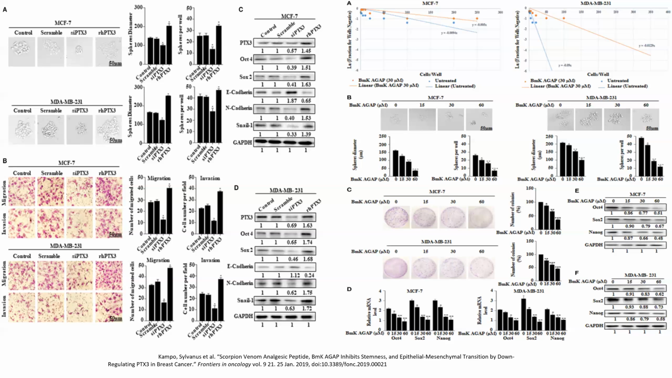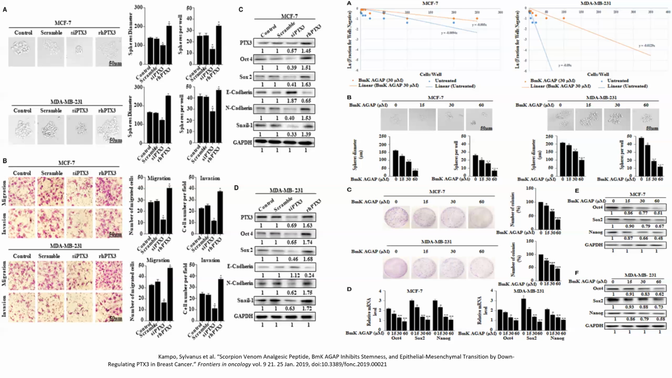So after treating the in vitro breast cells with AGAP, it was discovered that BmK AGAP inhibited the breast cancer cell stemness, EMT, migration, and invasion by downregulating pentraxin 3. The same result was noted with in vivo testing of mice with breast cell xenograft tumors. But how does BmK do this?